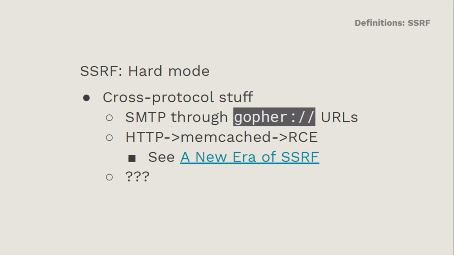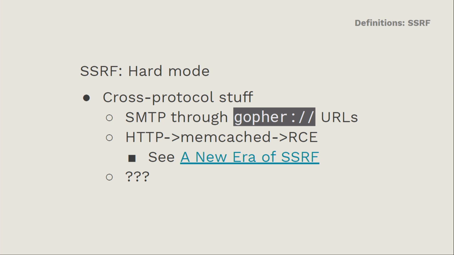There's been a lot of past work on cross-protocol attacks via SSRF. Gopher URLs are interesting because you can inject a wide range of characters that will eventually go into the TCP stream, so you have a lot of room for interacting with other protocols like SMTP. There are a lot of different ways to get there, though.